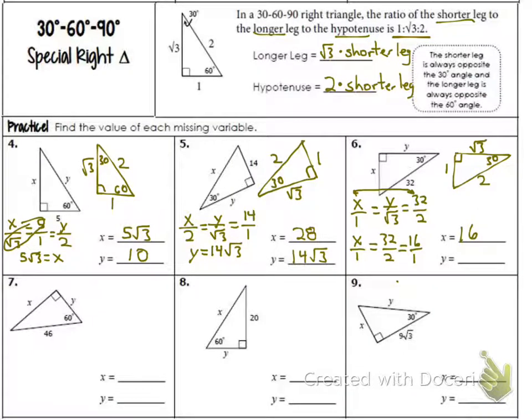And then now for y, I'm going to go y over root 3 equals 32 over 2. This becomes 2y equals 32 root 3. But then I can divide both sides by 2, which gives me y is equal to 16 root 3.